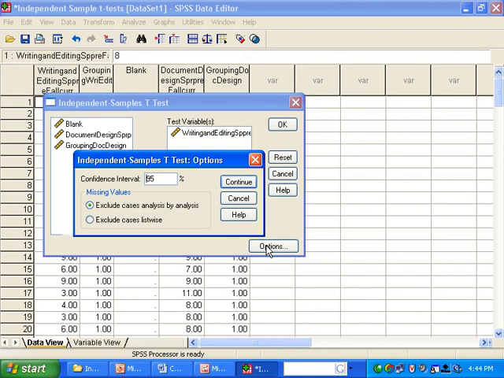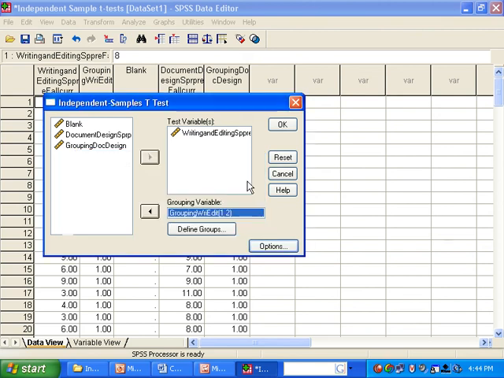Under options, you'll note that the default is exactly appropriate, the 95% confidence interval that we must hit in order to reject the null hypothesis and accept the alternate hypothesis that there may be a significant difference between these scores taken over two different semesters.